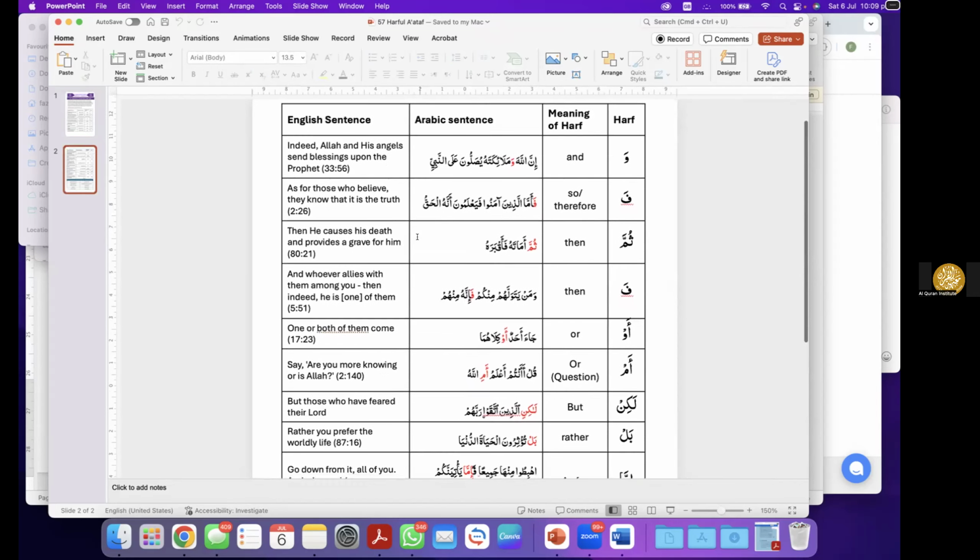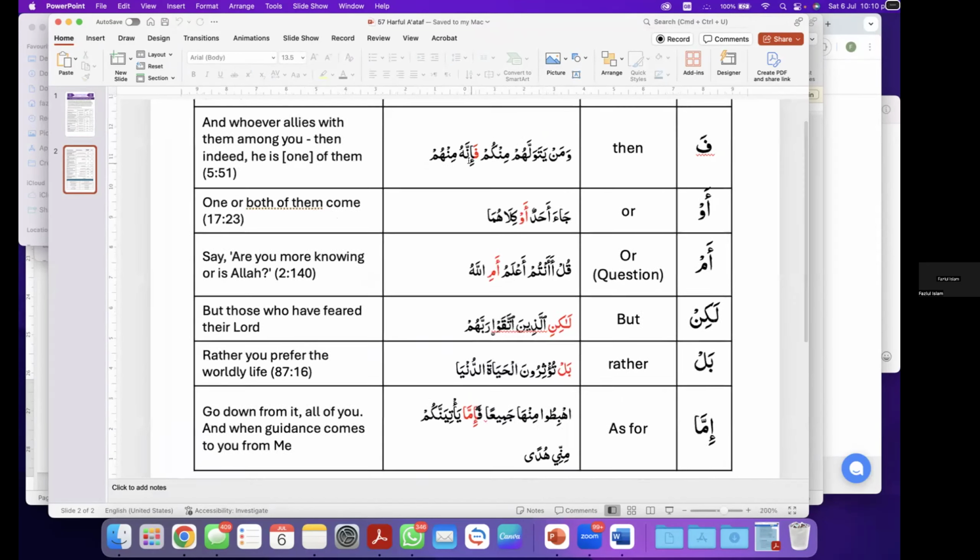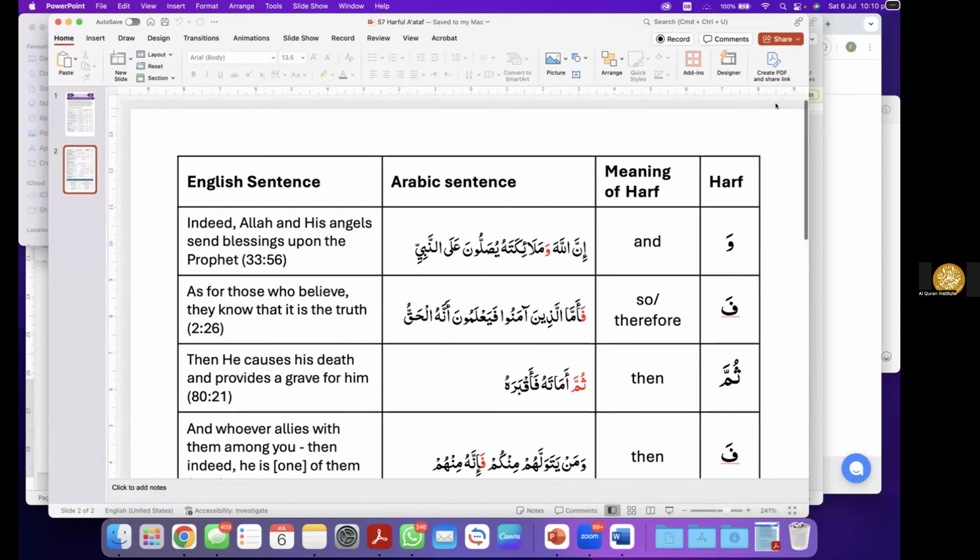Look at this. More examples from the Quran. Can somebody read it one by one? Brother Fazlu, are you in a position to read the first one and show us which one is the harful ataf here? I'm in a bit of a noisy environment, so rather not. Okay, that's fine.